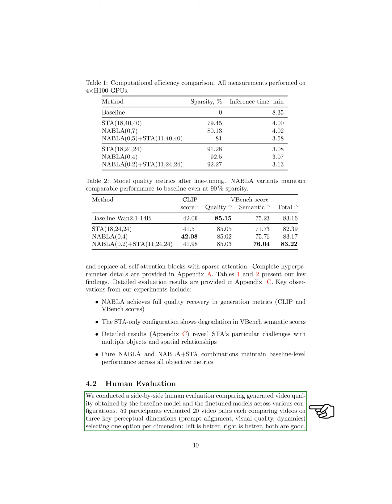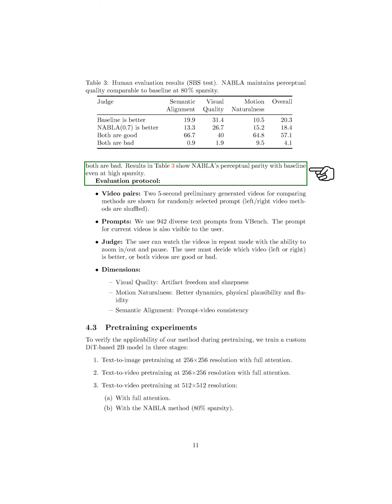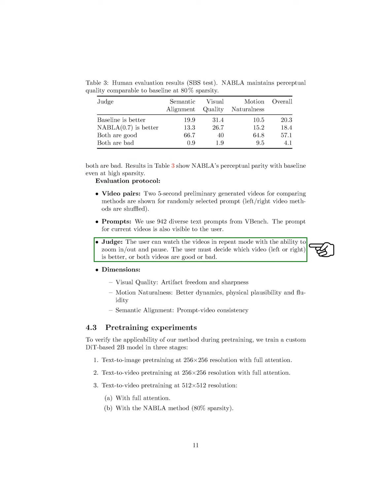For human evaluation, we conducted a side-by-side comparison of video quality generated by the baseline and fine-tuned models. 50 participants evaluated 20 video pairs, comparing them based on prompt alignment, visual quality, and dynamics. Results show that NABLA maintains perceptual parity with the baseline, even at high sparsity. We used diverse text prompts for the evaluation, allowing users to watch the videos repeatedly and make informed decisions on which video they preferred.